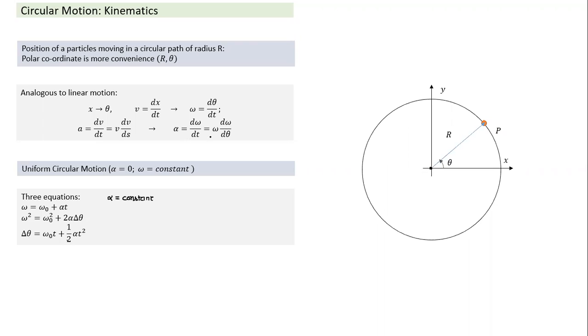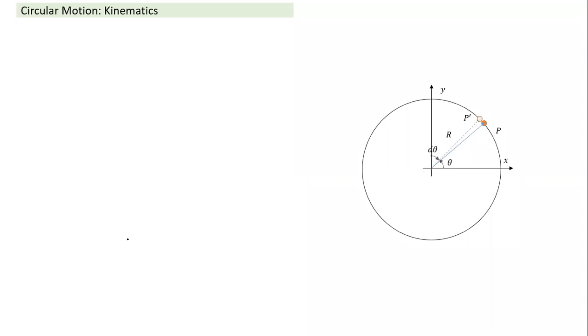If alpha is not constant, we need to use the differential forms. So again, similar to linear motion, if it is uniformly accelerated circular motion, we can use any of the three equations. If it is not uniformly accelerated circular motion, you have to use this form. Okay, so some of the questions are simple applications of these kinematic equations. Okay, so let's understand here some kinematic circular motion.